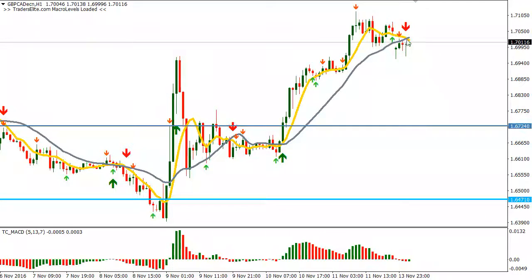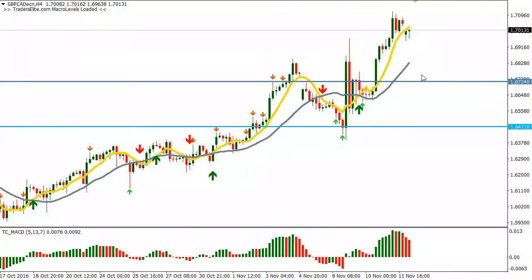I see on the 1 hour a new trend trade is starting to form. If this does move down, then that would be a great opportunity to wait for it to get closer to this 167.24 level and take it as a macro level trade to the upside.